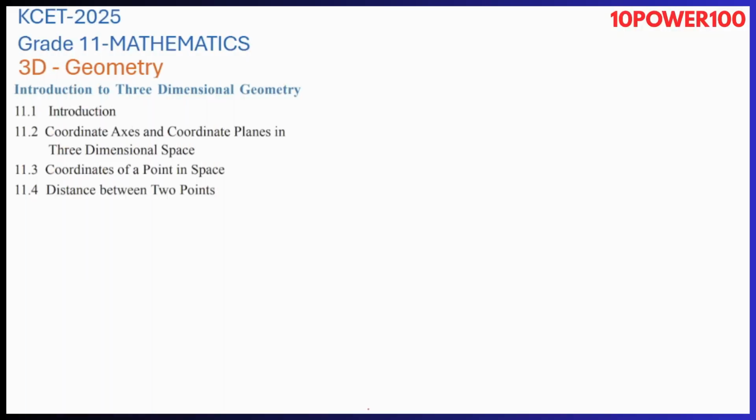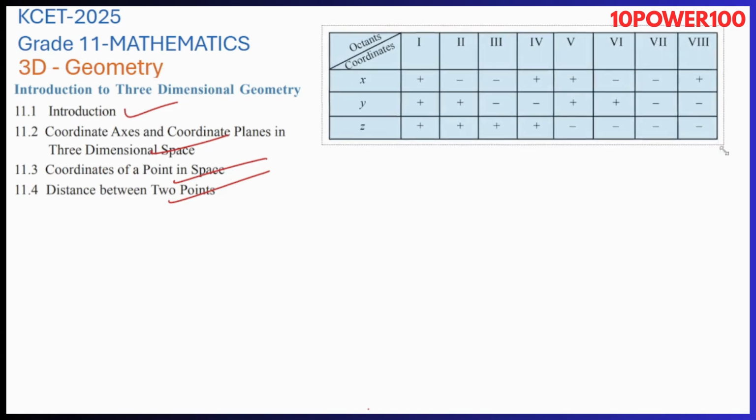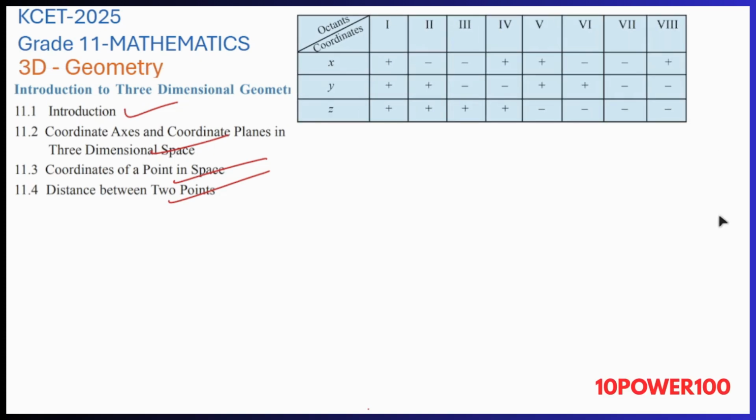So next we have 3D geometry. In that 3D geometry, we have introduction, coordinate axis and planes in 3D, coordinate of a point in space, and the distance between 2 points. So for the first 3 points, one concept that you have to keep in mind is the octants, the sign conventions in each octant. So this is one thing you have to keep in mind.